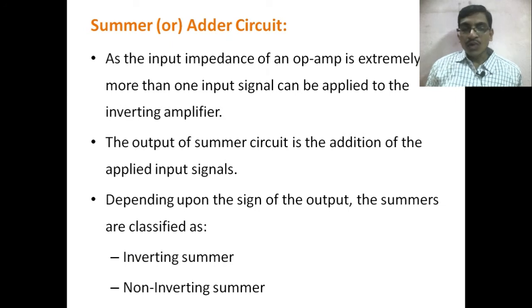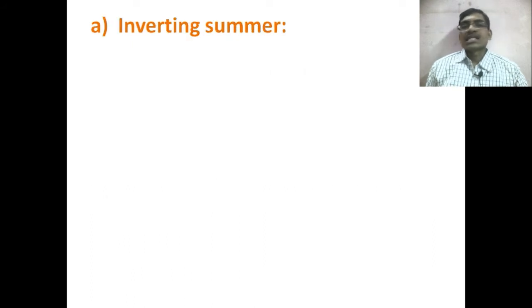So how are we classifying the summers? Depending upon the sign of the output signal, whether it is positive or negative. If the output is a positive signal, then that is called a non-inverting summer amplifier. If the output signal is negative, then that is called an inverting summer. Let us see the inverting summer first; thereafter we will go for the non-inverting summer.